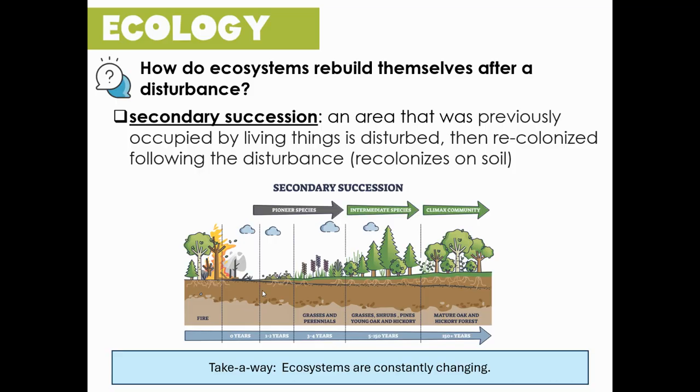The same process happens. Your pioneer species come first, then your intermediate species, and of course at the end you get a climax community, but it's going to happen a little quicker than it did with primary succession. So the takeaway here is that ecosystems are constantly changing.